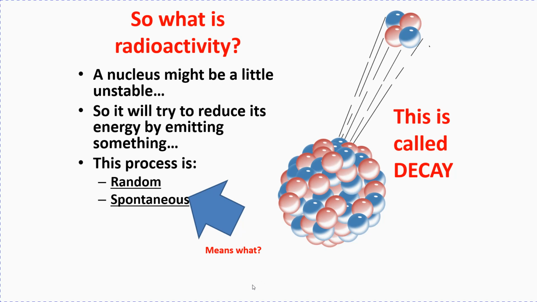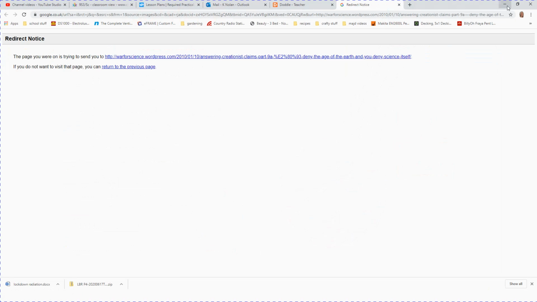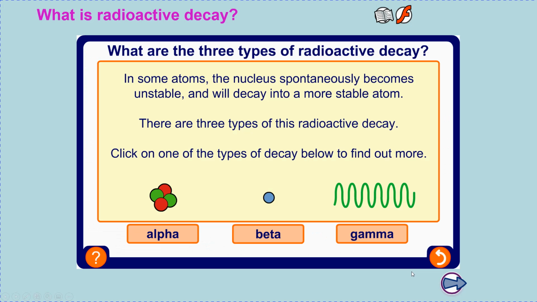Now, there are 3 different types. We said that it's all random and spontaneous, but it's this idea of decay, so the nucleus will change. Just in terms of the 3 different types, we said that we've got alpha.